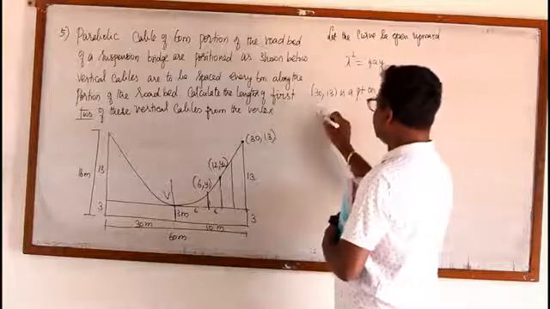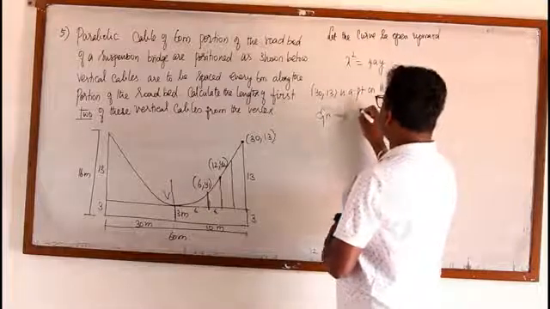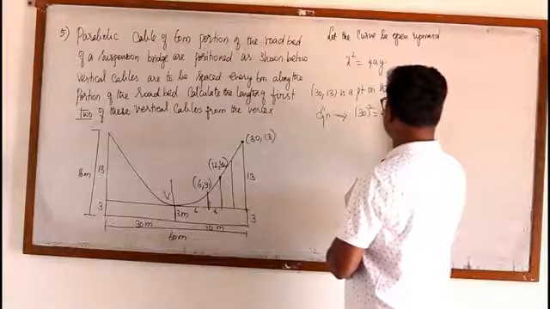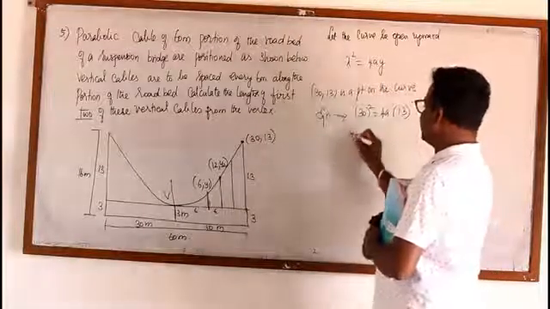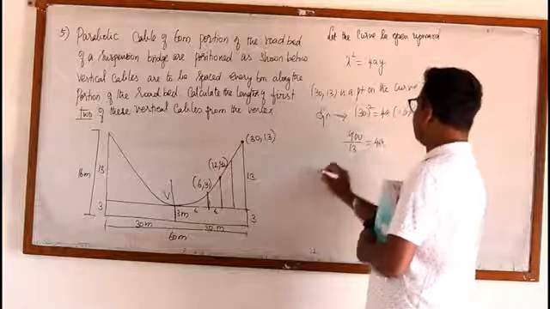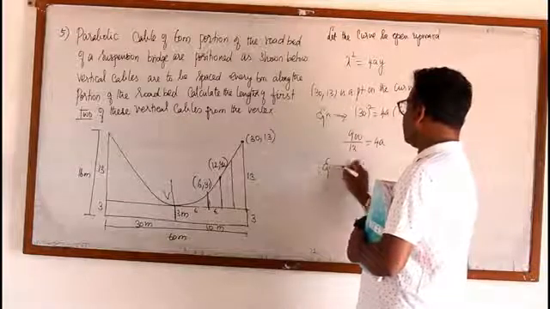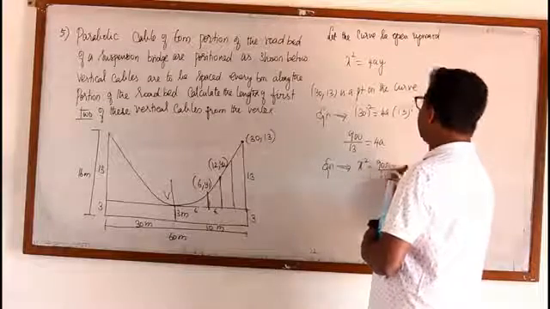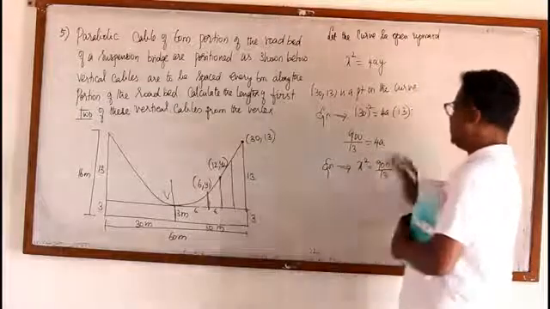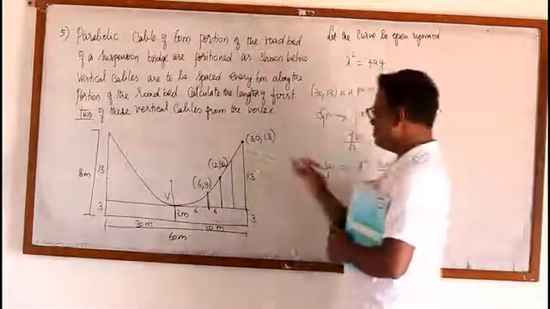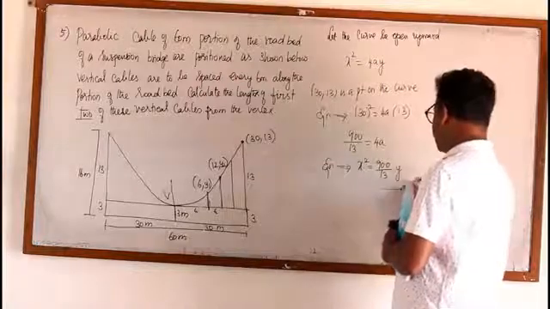Then the equation becomes 30 square equal to 4a into 13. So it is 900 by 30 equal to 4a. Therefore the equation becomes x square equal to 900 by 30y. I am substituting for this 4a. So this is the actual equation for the suspension bridge. So we shall keep this one as 1.